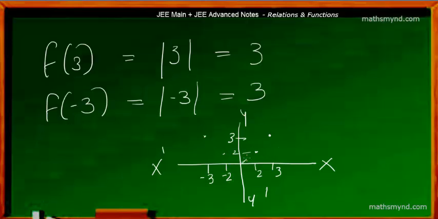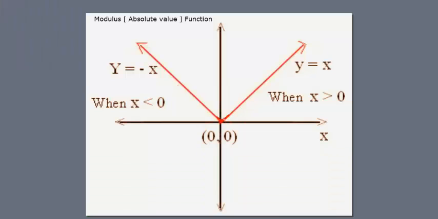So you can see that you're getting a very interesting graph. It's a graph which divides the first and second quadrants into equal halves. That would be the graph you would be getting, and this is the graph of the modulus function, or the absolute value function, that is, the function given by f of x is equal to the absolute value of x.